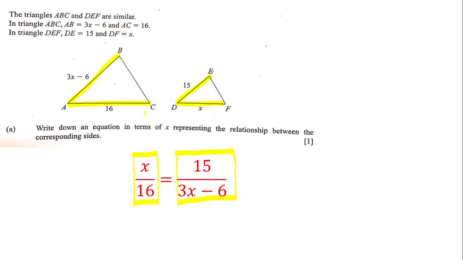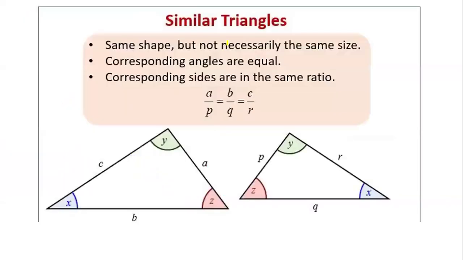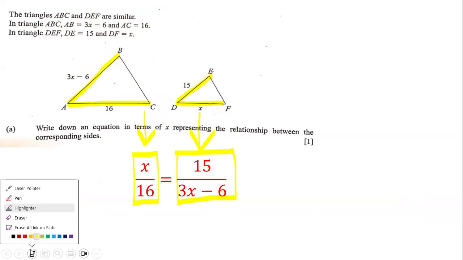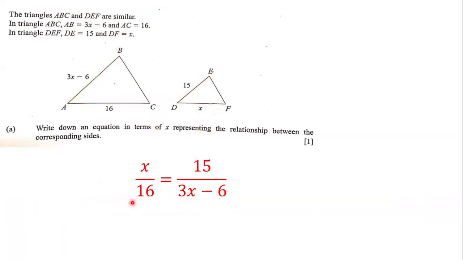But what do we know? We know that these ratios must be equal to each other because of what we learned about similar triangles. When we put the sides in the same ratio, they're going to be equal to each other. So B over Q is equal to C over R, and B over Q is equal to A over P. And so x over 16 is going to be equal to 15 over 3x minus 6. That's the answer for this question, because they want us to write down an equation in terms of x showing the relationship between the corresponding sides.